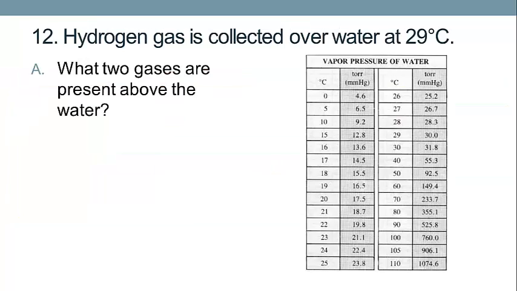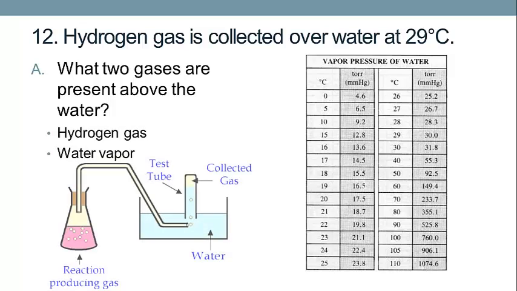A sample of hydrogen gas is collected over water at a temperature of 29 degrees Celsius. What two gases are present above the water? I'm going to have a mixture of hydrogen gas and water vapor. This picture shows how we would collect this hydrogen gas. There's some kind of reaction that's producing hydrogen, and we can bubble that hydrogen through water and then catch it in a test tube. That does mean, however, that the hydrogen gas is going to be wet. In other words, it's going to be mixed with water vapor.